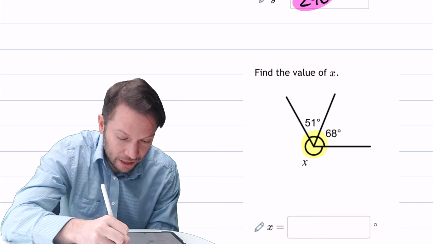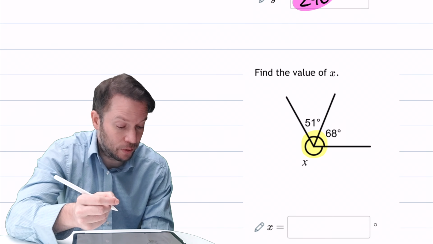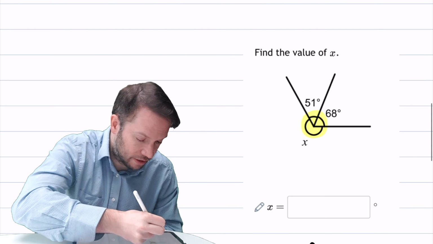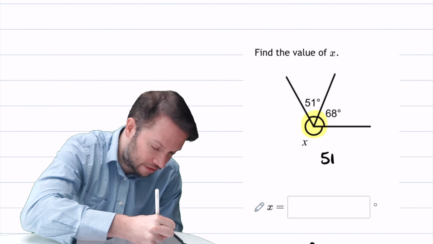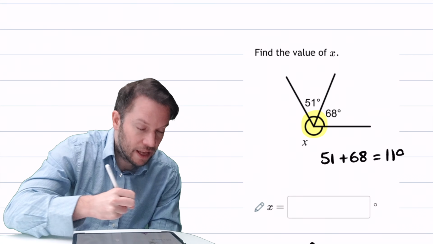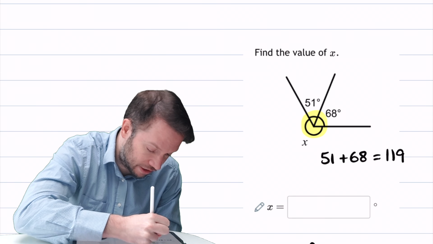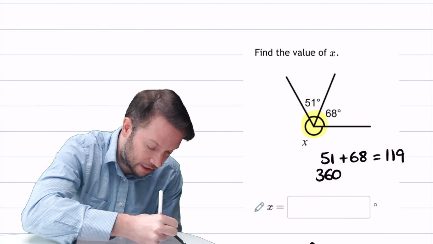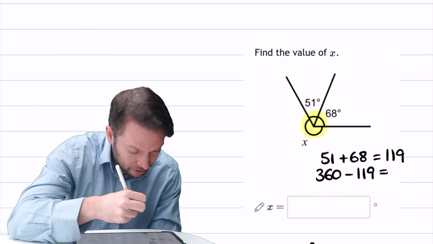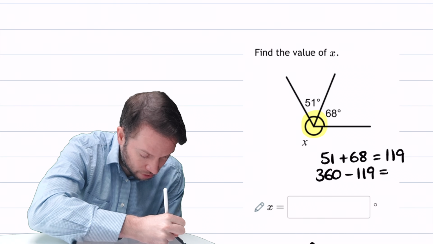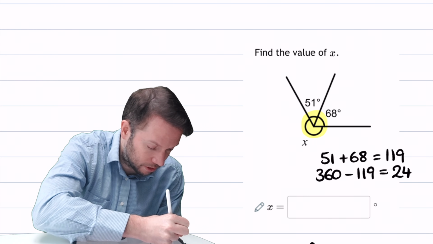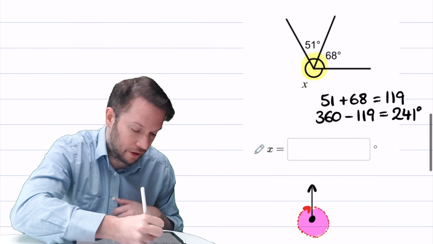So how can we work this out? Well, we just need to add up the 51 and the 68 degrees and then subtract it from 360. So let's do that. 51 plus 68 is equal to 119. And then we subtract that from 360. So 360 subtract 119. That's going to be 241 degrees, isn't it? 241 degrees. And that is the final answer.